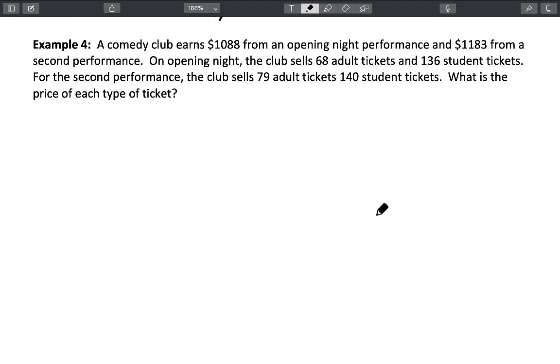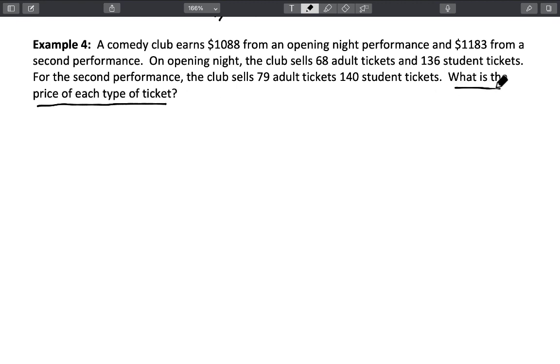All right, our final example for today, we got a word problem. We got a comedy club that earns $1,088 from opening night performance and $1,183 from a second performance. On opening night, the club sells 68 adult tickets and 136 student tickets. For the second performance, the club sells 79 adult tickets and 140 student tickets. What is the price of each type of ticket?